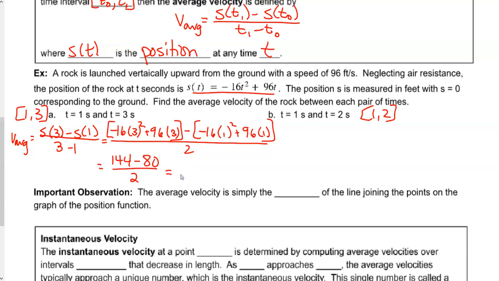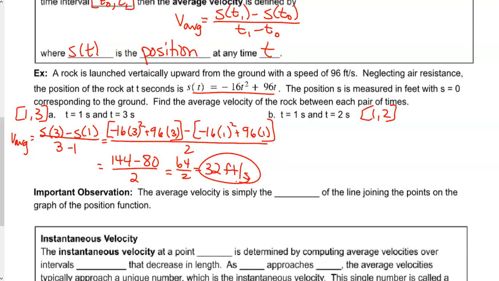When I subtract, I get a 64 all over 2, which is 32. We are in feet per second here as our unit. So that is my average velocity from 1 to 3 seconds.